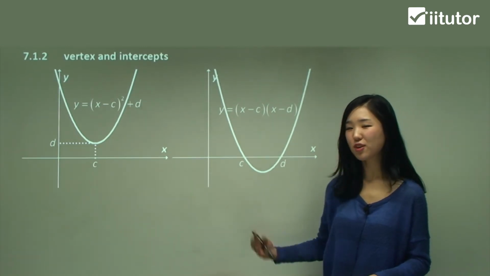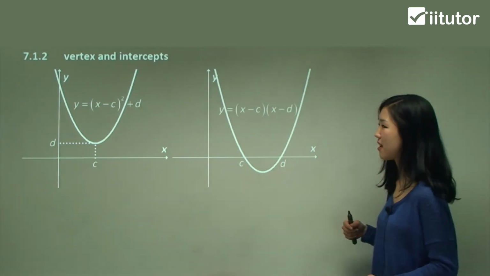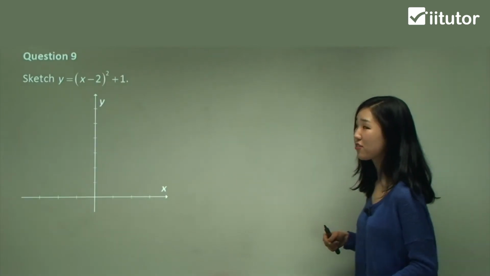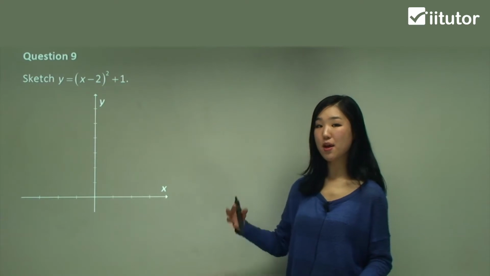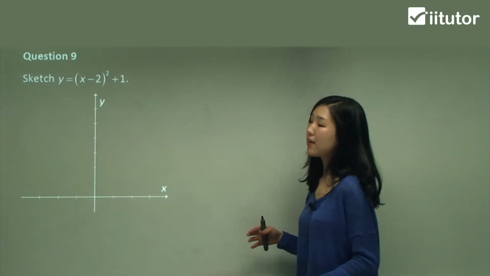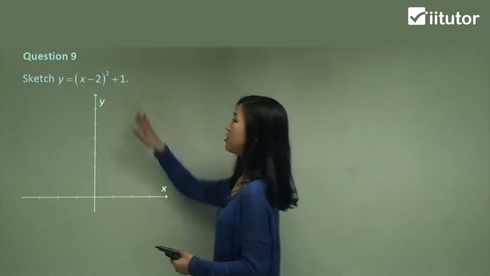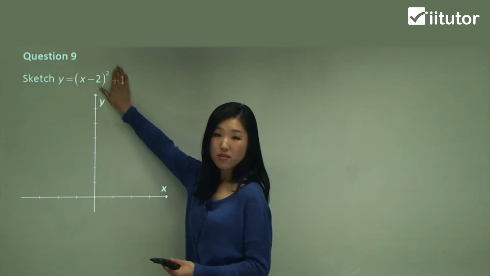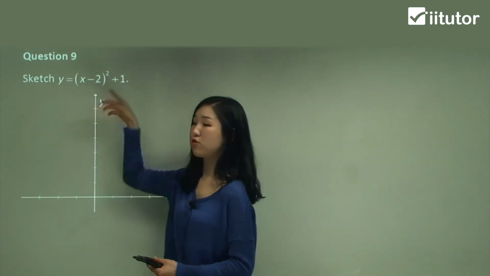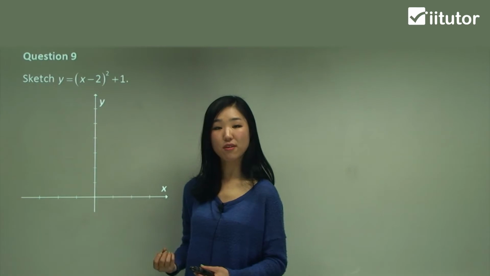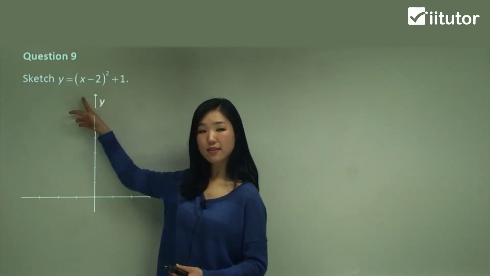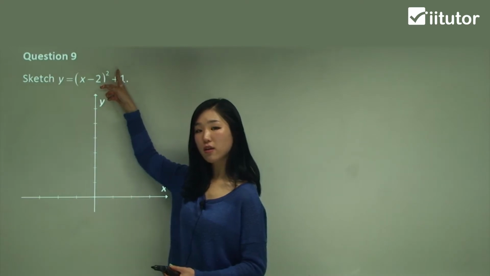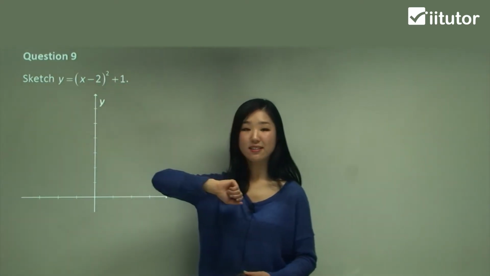Okay, so we'll try some questions so you get a bit more understanding of that. Starting with question 9, we have y equals (x minus 2) squared plus 1. First of all, don't worry about that plus 1 for a moment. Just worry about (x minus 2) squared and trying to interpret that first, because if we're subtracting 2 from x and then squaring the whole thing, what does subtracting indicate?